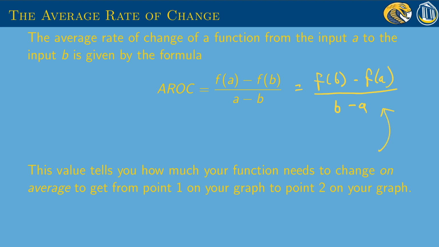these videos. If we evaluate this function at b and at a and subtract that, and then divide by the difference b minus a, this tells you how much the function needs to change on average to get from the first point to the second on our graph. Let's take a look at an example.